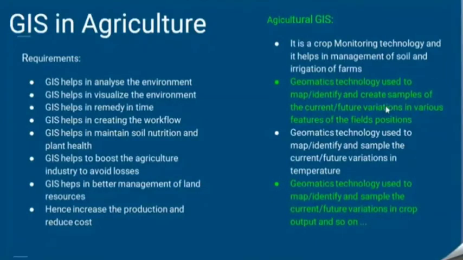It uses geometric technology. This technology is used to create the maps. It can identify the problems. It creates samples of current and future variation of various features of the field positions. Geometric technology is used, for example, to know what kind of temperature there is at various field positions, and it can monitor the crop. It can see what kind of problems are in which section of the field, and based upon those data we can do the remedy before the losses occur.